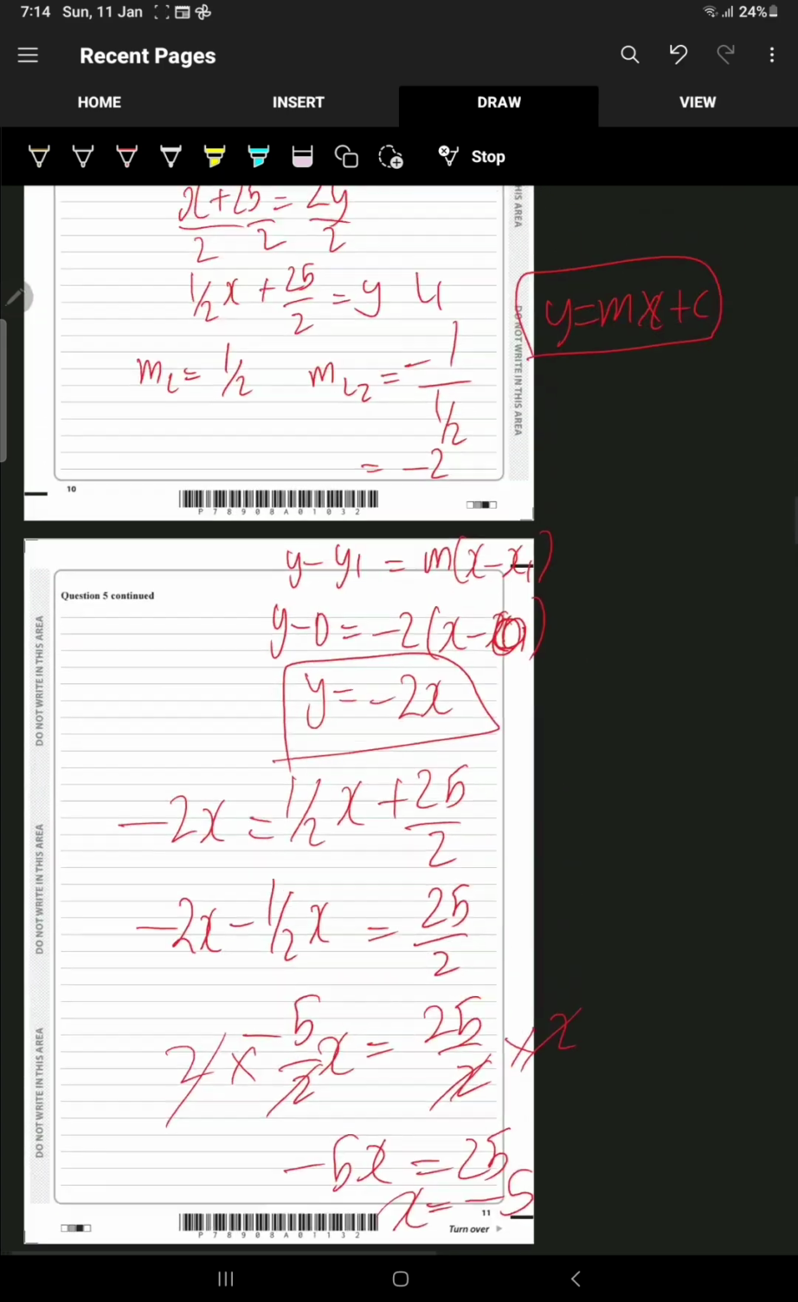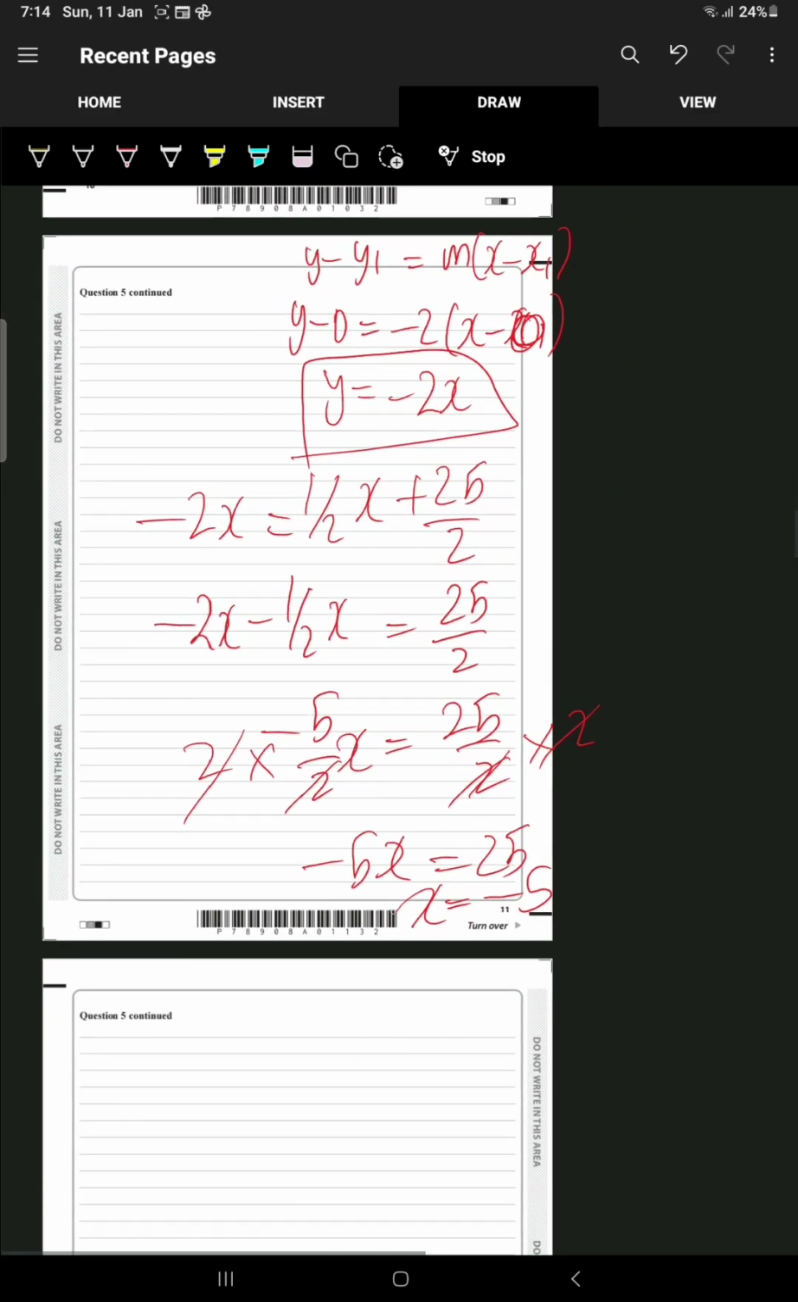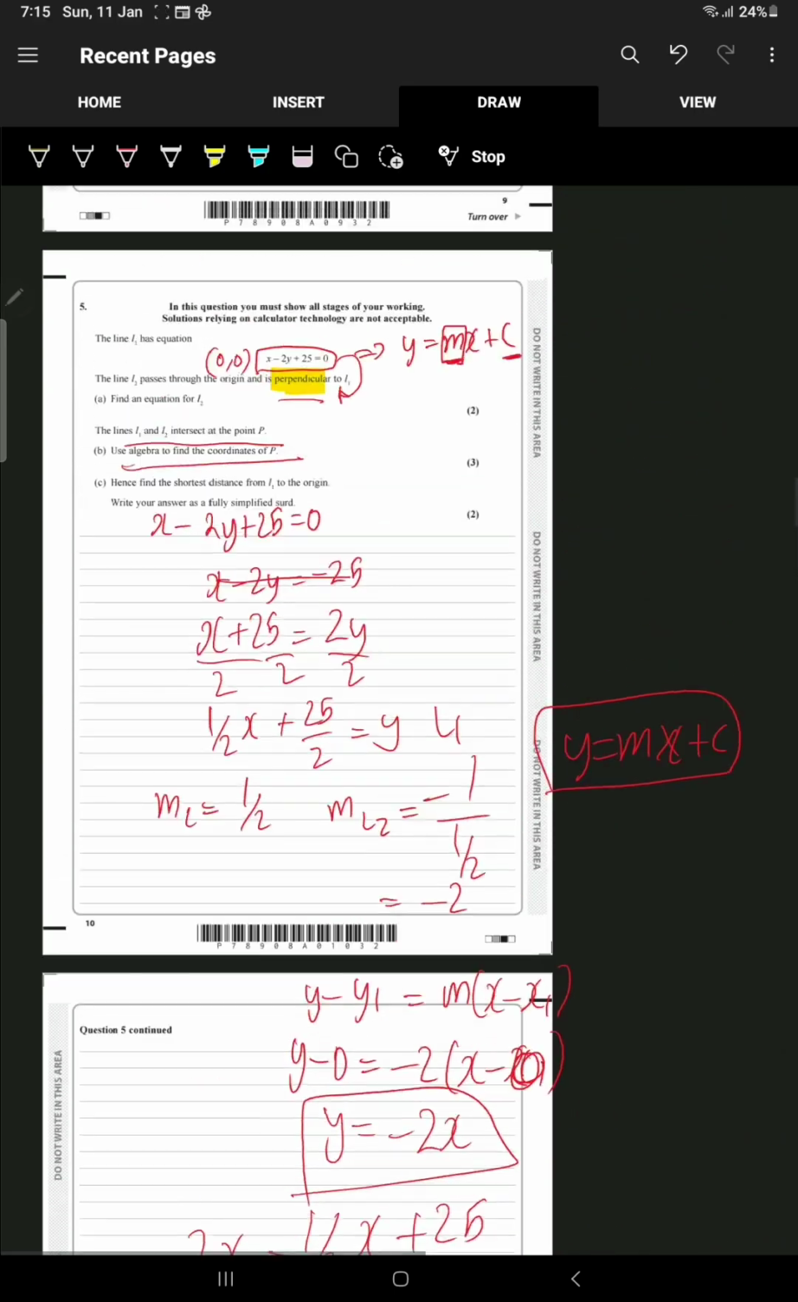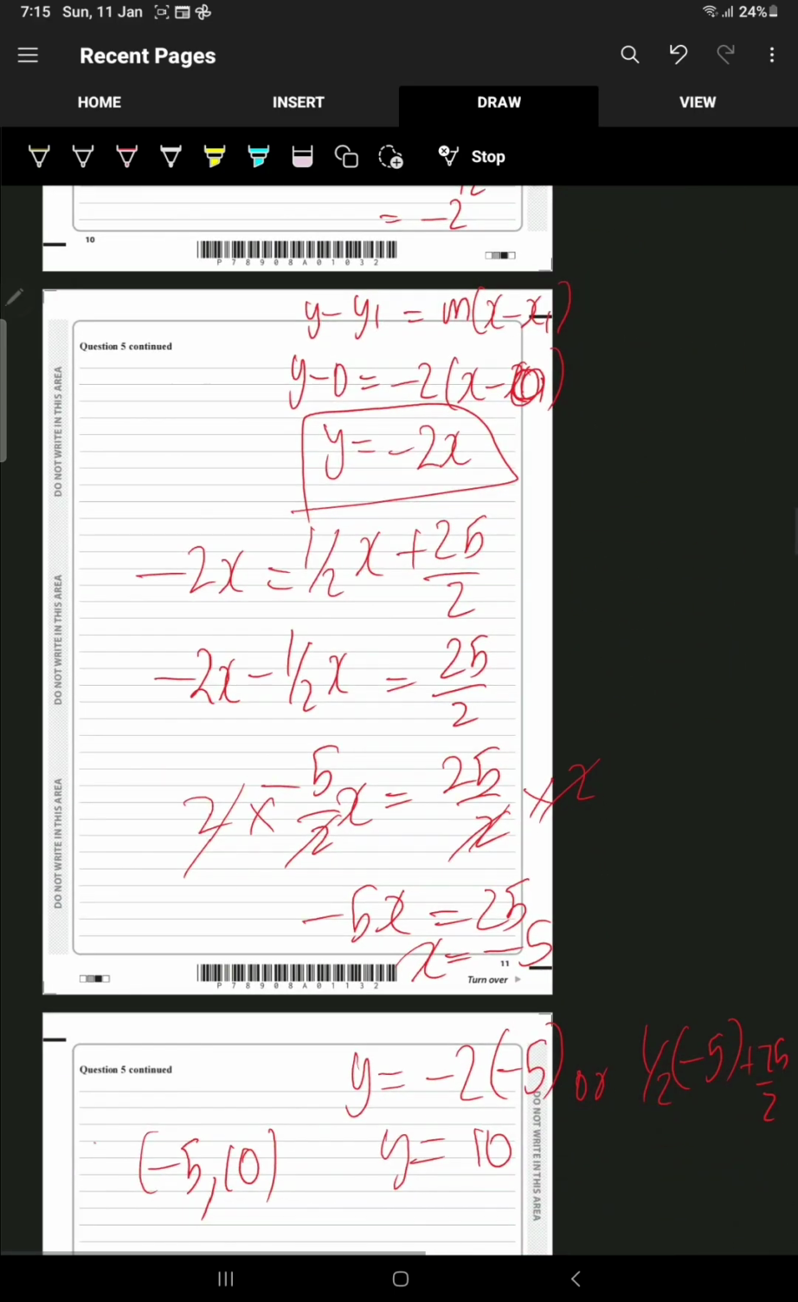Alright, and we have to find the y coordinate. We can substitute into either equation: minus 2 times minus 5, or you can substitute into half x plus 25 over 2. This is going to give us y is equal to positive 10. So this is our point of intersection, point P.